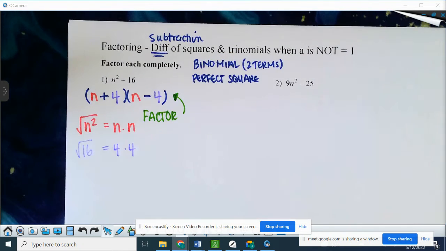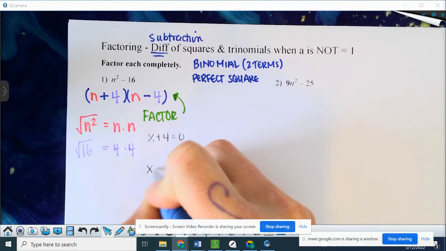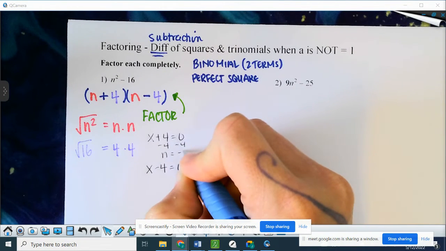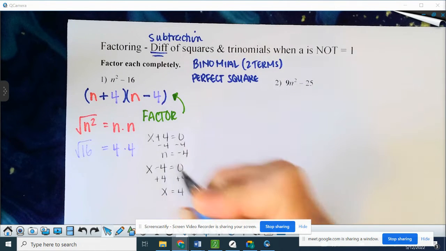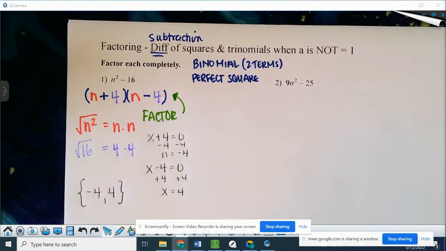Only factored. If it says to solve, what are the solutions, what are the zeros, what are the x-intercepts, roots, that is where we have to set these two factors equal to 0 and then continue to solve. So n plus 4 equals 0 and n minus 4 equals 0. Subtract 4 from both sides, so n equals negative 4. And then add 4 because that's the inverse of that negative, so n equals 4. So negative 4 and positive 4 are our solutions, x-intercepts, roots, zeros, for n squared minus 16. So this is now solved.